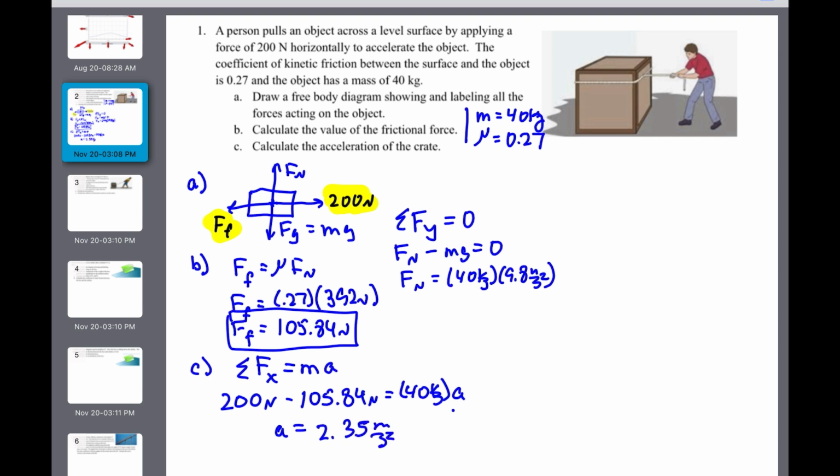Remember, when you write your acceleration, always state the direction to the right.